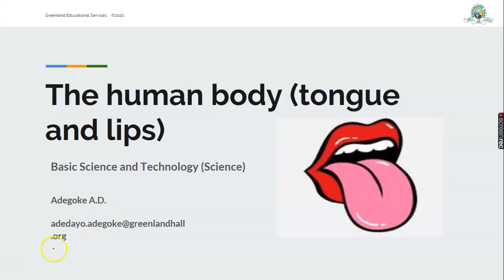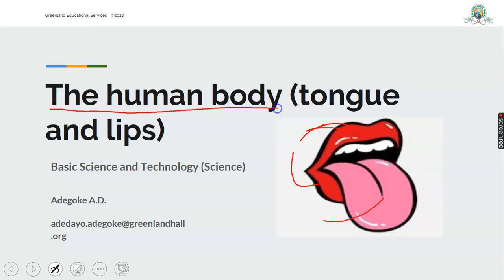Look at the screen. This is the picture of the lip, and this is a picture of the tongue. You can see that we have two lips, the upper lip and then the lower lip. Then we have the tongue. These are all parts of the mouth. Once again, our topic is the human body, and our emphasis is on the tongue and lips.